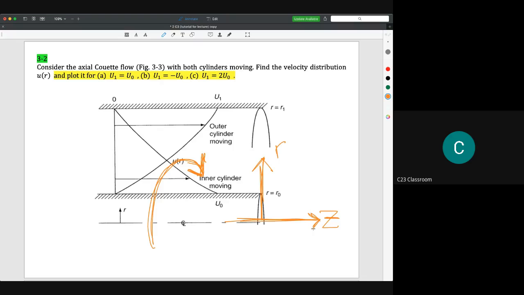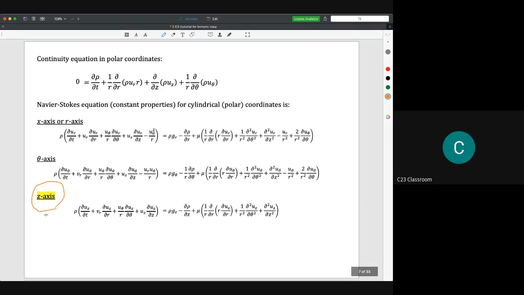We must know that with both cylinders moving, you must evaluate the real meaning of the term moving. Because if the cylinder rotates at a certain speed, it also moves. And if the cylinder moves left and right like this, it is also moving. In this situation, according to this velocity distribution, I take the motion to be along the z-axis. That is why we took the z-axis here to start our calculation.